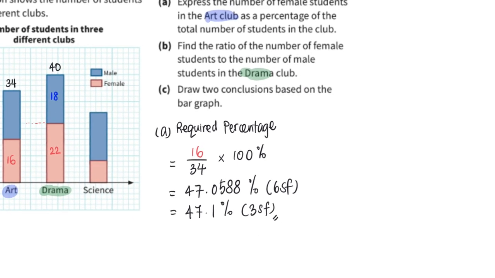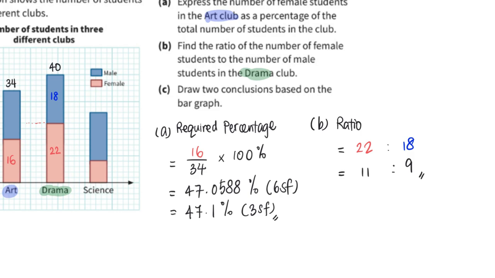And therefore, we will be able to get the ratio pretty quickly, which is what they want. For part B then, the required ratio will be equal to the female, 22, is to male, 18. And do leave your answer in simplest form. I am going to divide both parts of the ratio by 2 to get 11:9.